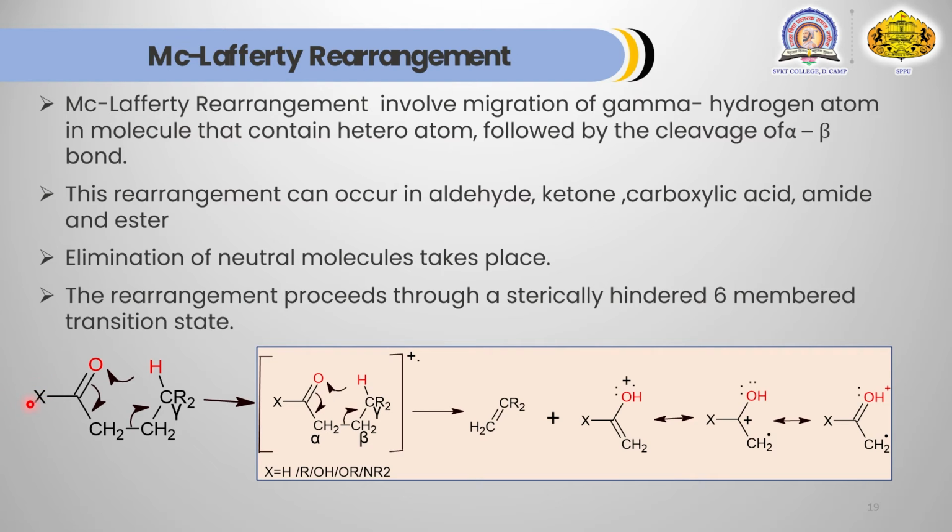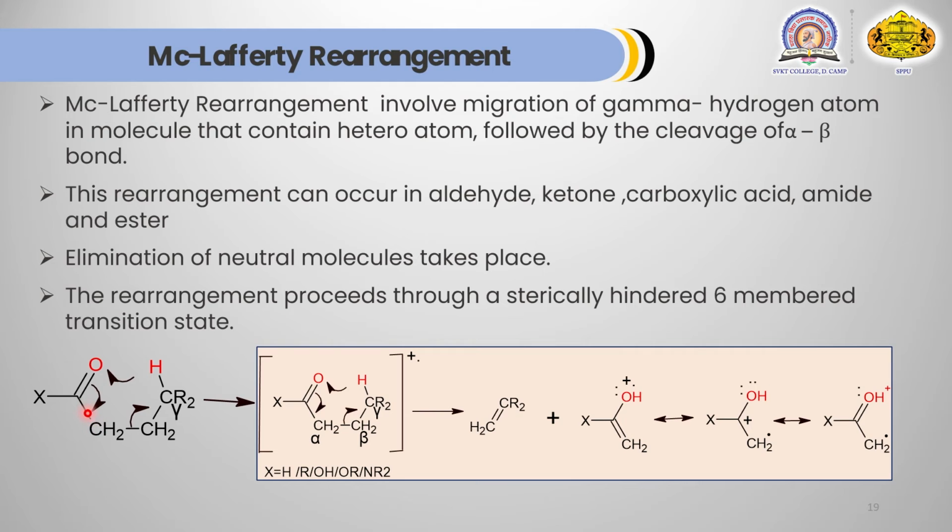This X may be H. When it is H, it is aldehyde. When it is R, it is ketone. When it is OH, it is carboxylic acid. When it is OR, it is ester. And if it is NR2, then it is amide.